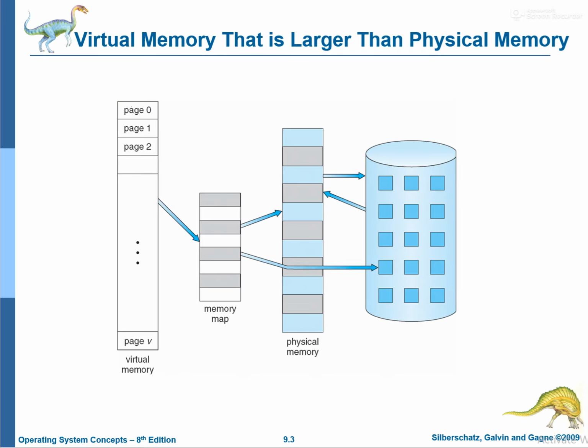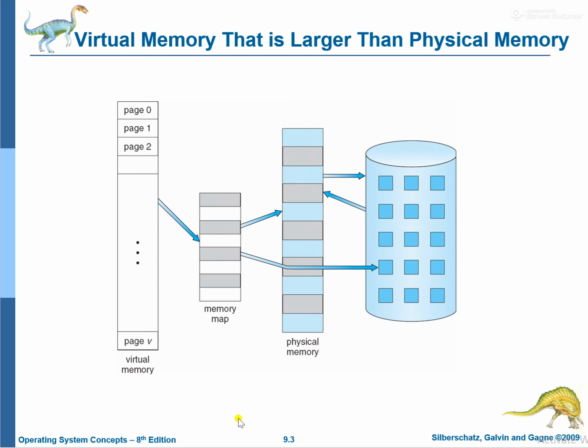Here in this figure we show how the logical memory is separated from the physical memory. As you can see, we have virtual memory and a memory map, and this memory map is used to map the pages that are stored in virtual memory to the actual physical memory.